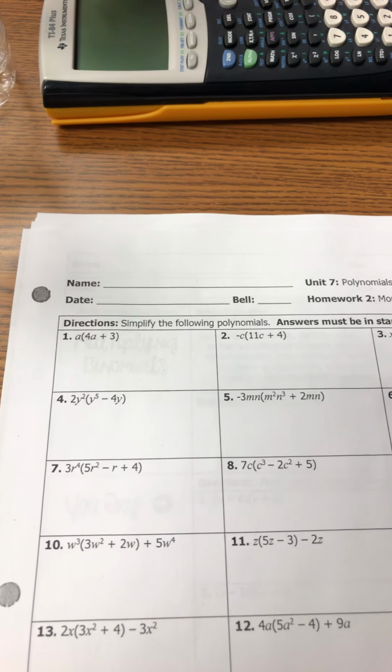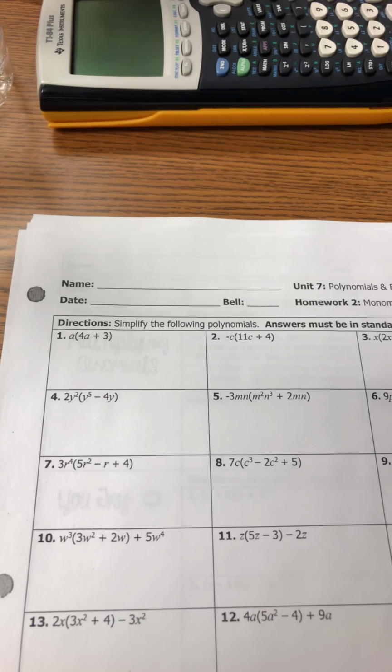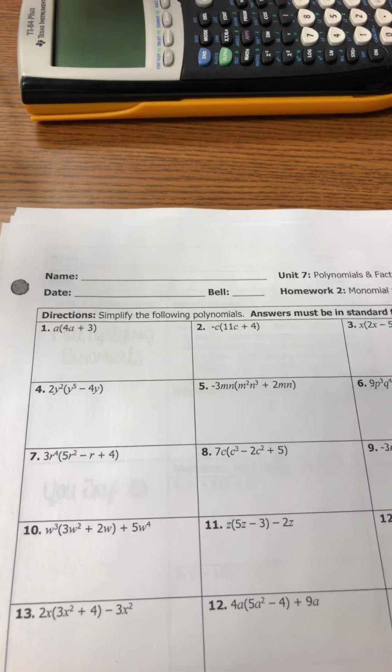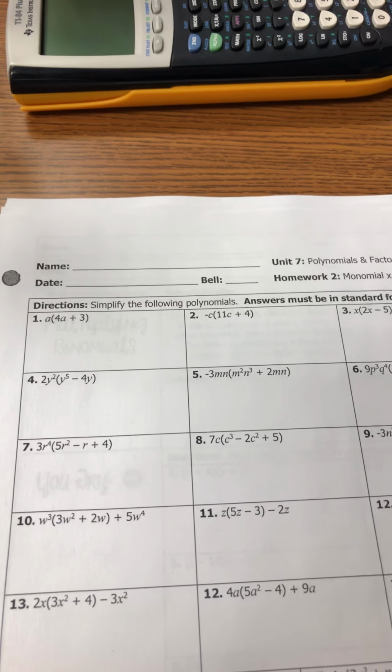Now, remember, when you add and subtract like terms, you only add and subtract the coefficients. Leave the exponents alone. When you multiply, we get to mess with those exponents, don't we?